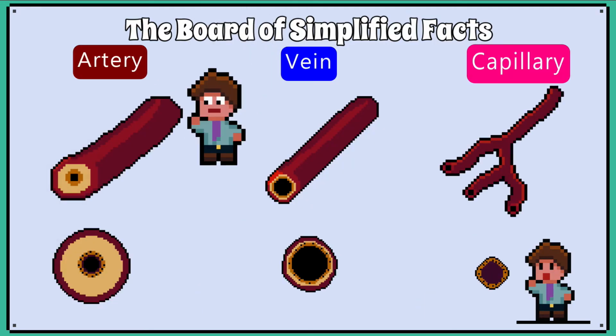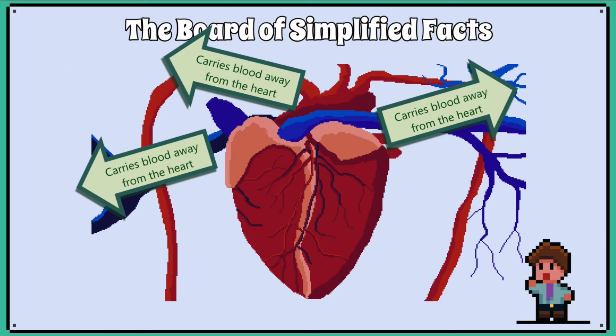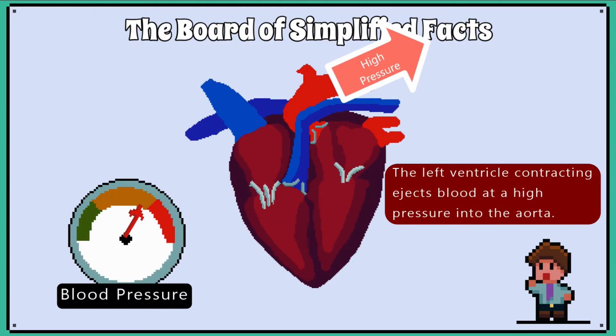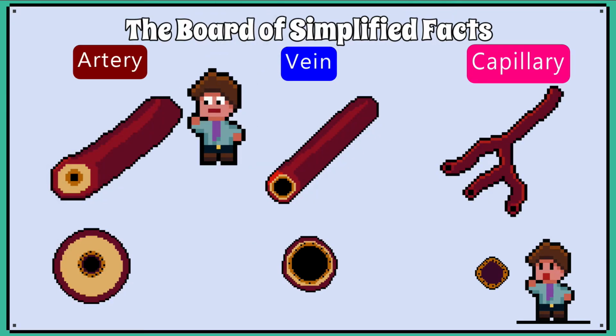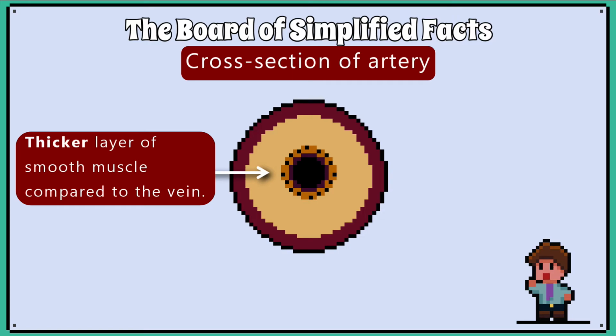We need to know the structural differences and reasons behind them between the arteries, veins, and capillaries. Arteries carry blood away from the heart, and except for the pulmonary artery, it is always oxygenated blood. The blood just leaving the heart is always at a higher pressure, as it is closer to the pumping action of the heart. This means the structure of the arteries must cope with the great changes in blood pressure. Arteries have a tough outer coat and thicker wall compared to the veins and capillaries, and they generally contain the thickest layer of smooth muscle.